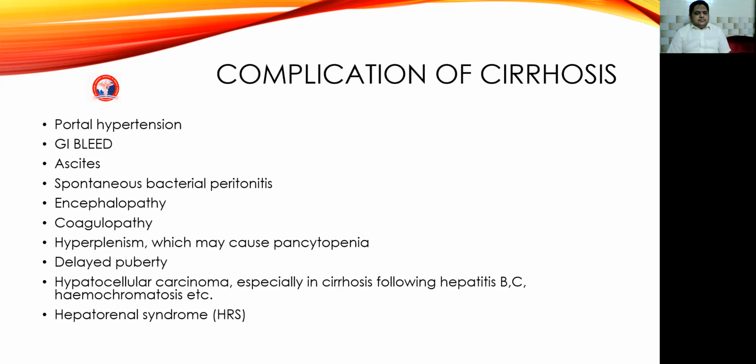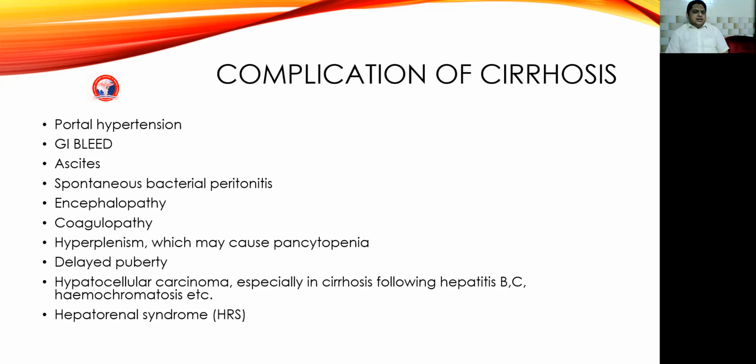hypersplenism, which may cause pancytopenia. So size of the spleen is increased. This child will have a massive splenomegaly. Due to massive splenomegaly, there is pancytopenia. Due to coagulopathy, there may be bleeding. Due to encephalopathy, child may have loss of consciousness.